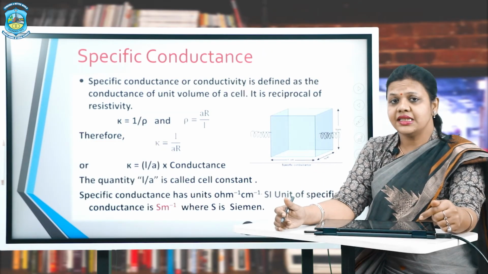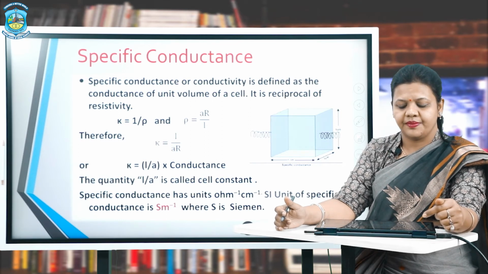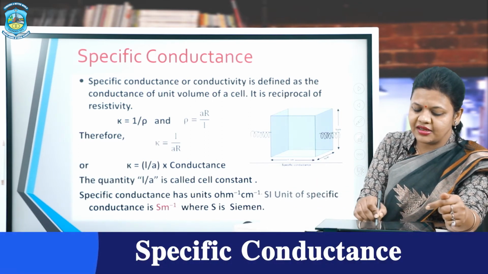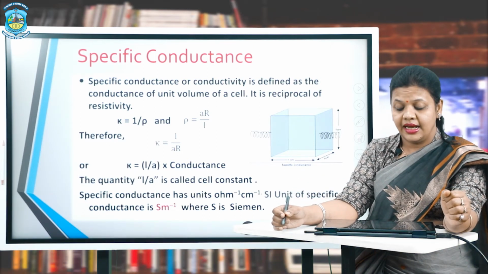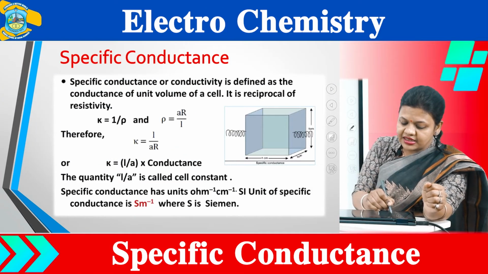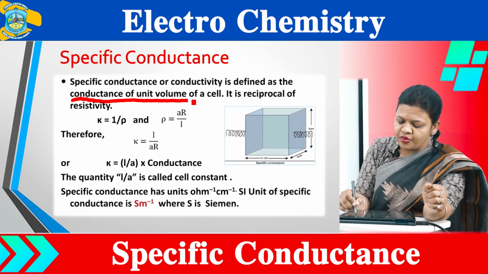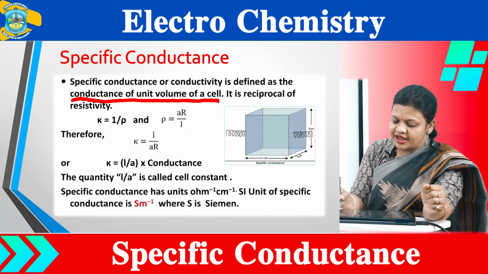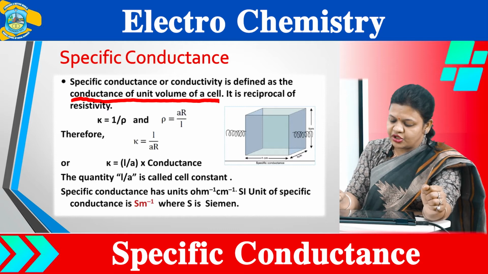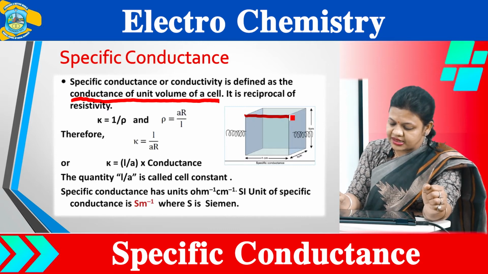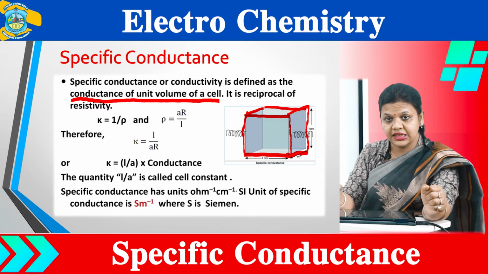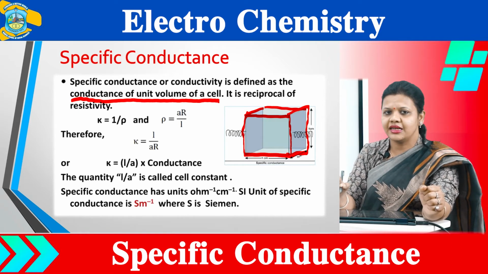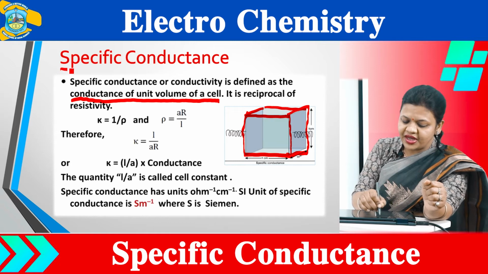Now, conductance is of broadly three types. First is specific conductance. As the name suggests, specific conductance, it is defined as the conductance of a unit volume of a cell. That means if we take this 1 centimeter cubic cell, so the number of ions which are present in this cubic cell, these ions will be responsible for the conductance which will be measured, and this conductance is known as specific conductance.